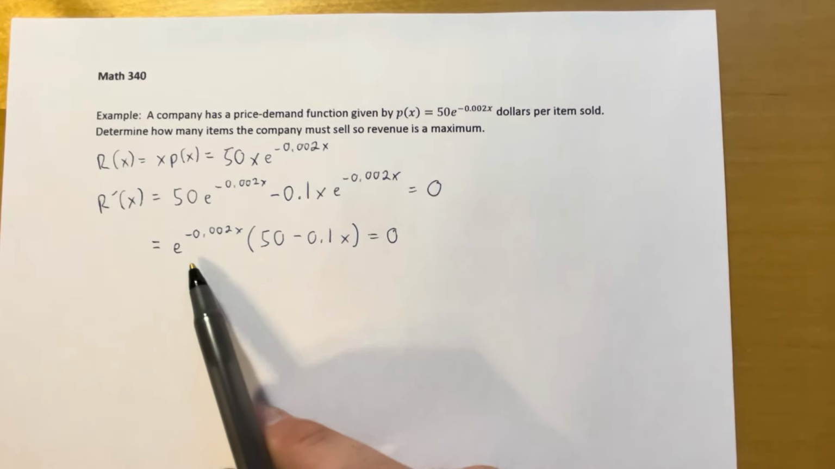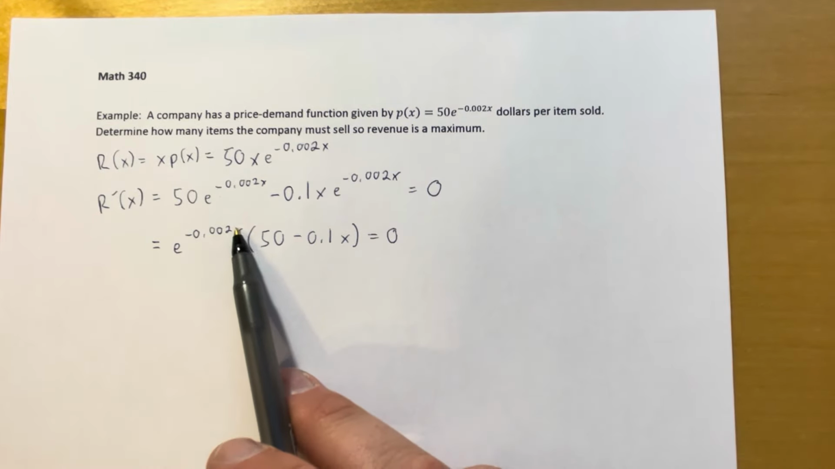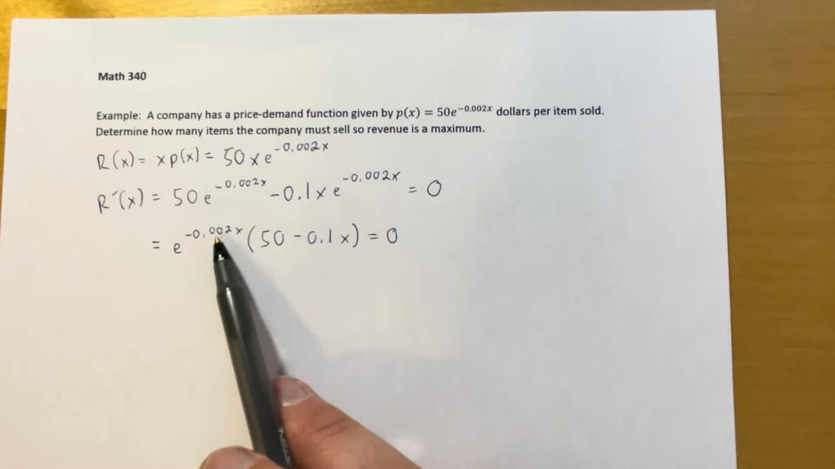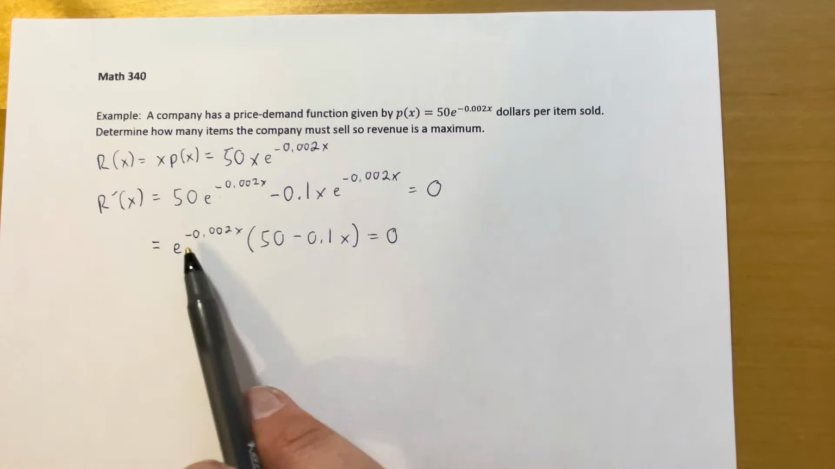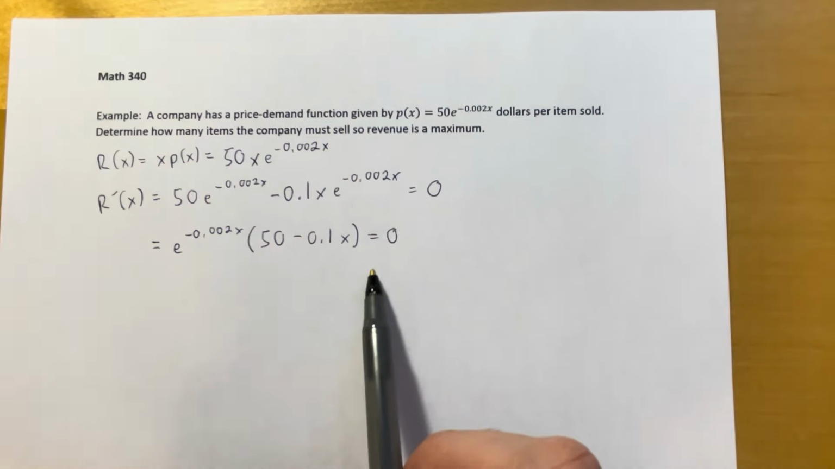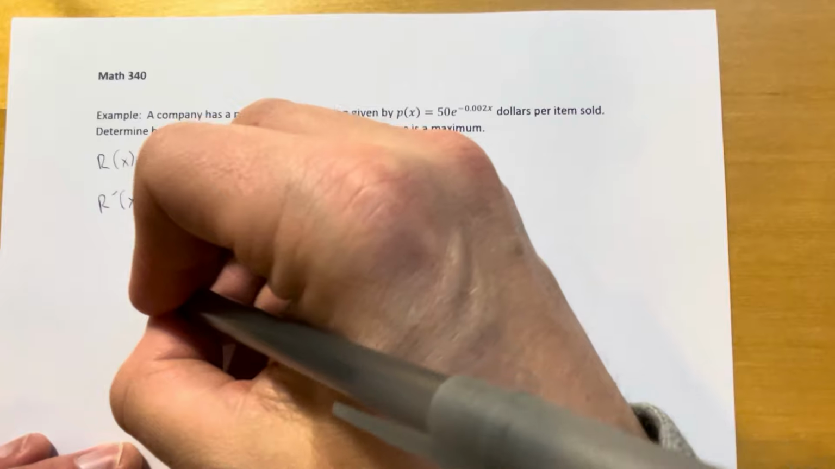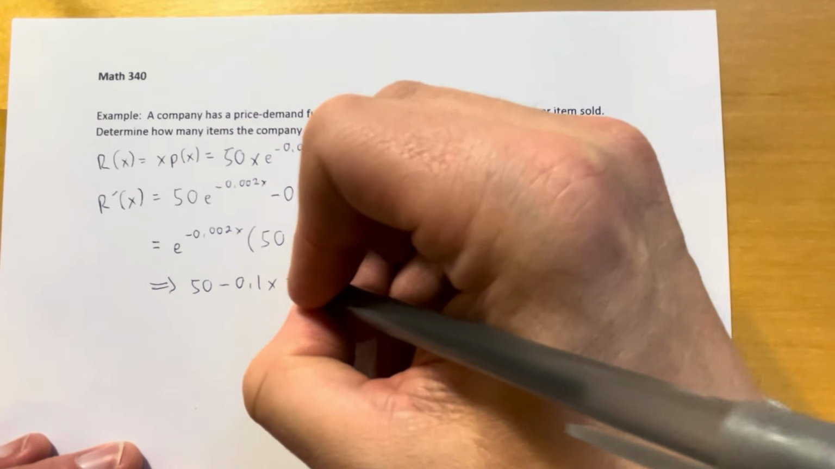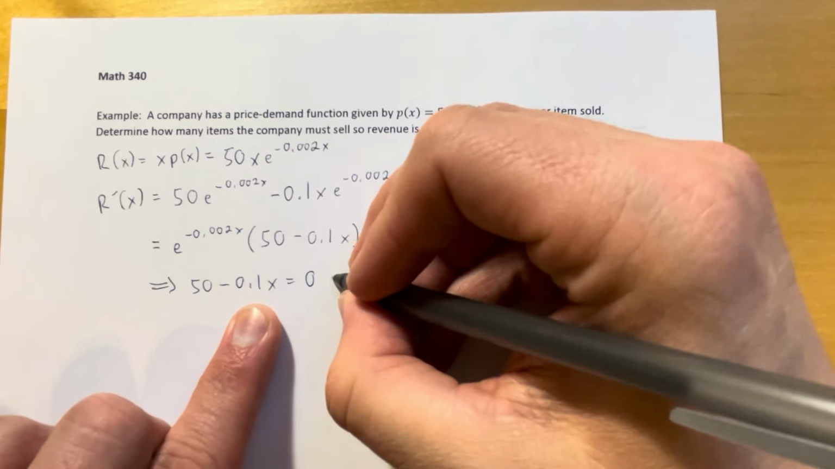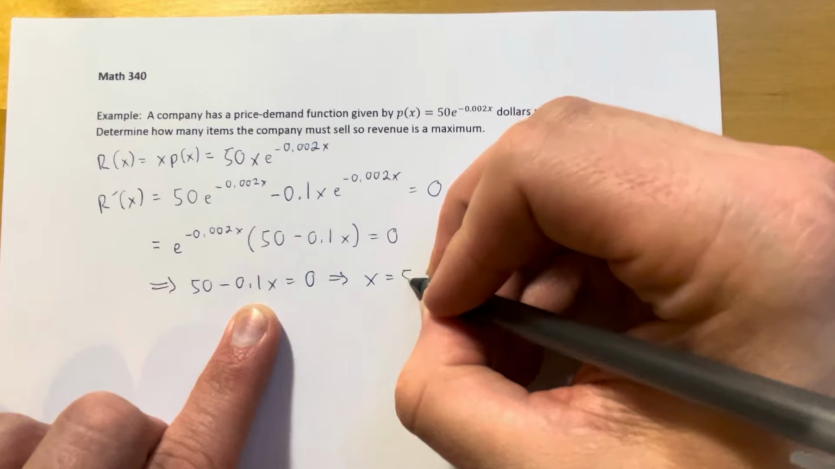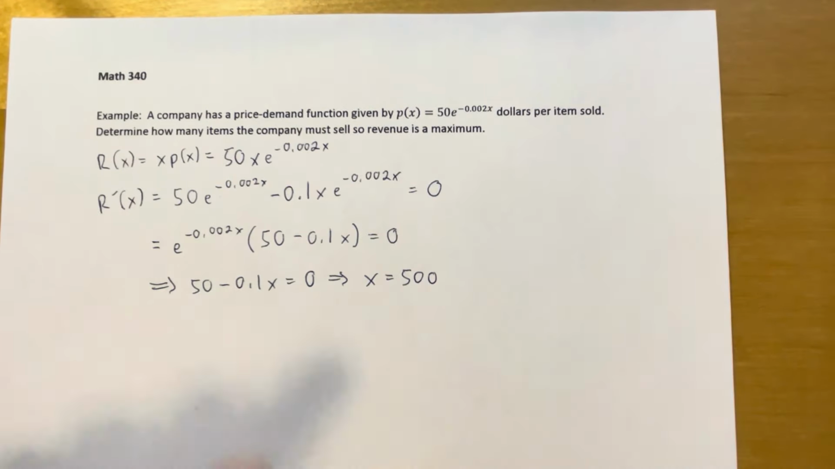The exponential function here, no matter what I plug in for x, always comes out to a positive number, so this exponential will never give me a 0. That means if this product of expressions is equal to 0, then 50 minus 0.1x must equal 0. 50 minus 0.1x is equal to 0. This is very straightforward to solve. It takes 2 steps, very, very easy. I get x equals 500 as a result, okay? So x equals 500. That's great.